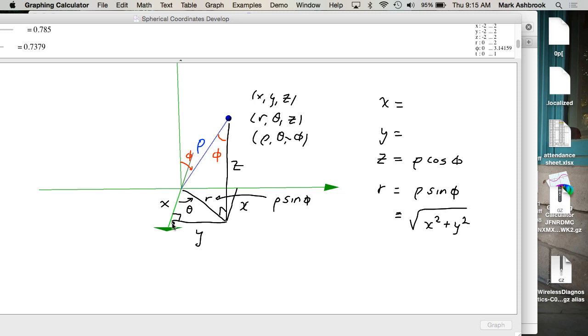So hint, x is what? It's the adjacent side of theta. If it's the adjacent side of theta, then it's rho sine phi, which is r, times cosine theta. So we knew before that x was r cosine theta, right? That's from polar and from cylindrical coordinates. x equals r cosine theta. But then in spherical coordinates, excuse me, r is rho sine phi. So therefore x is rho sine phi cosine theta.